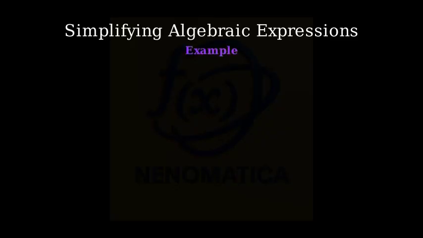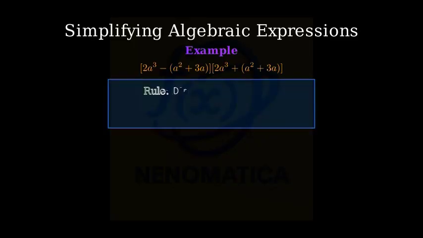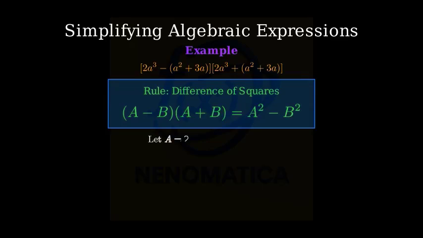We need to simplify the following expression: (2a³ − a² + 3a) multiplied by (2a³ + a² + 3a). Let's identify the pattern in this expression. This is a difference of squares pattern in the form of (a − b)(a + b), which equals a² − b².